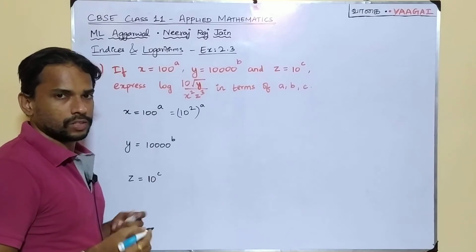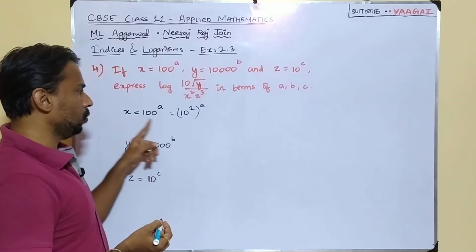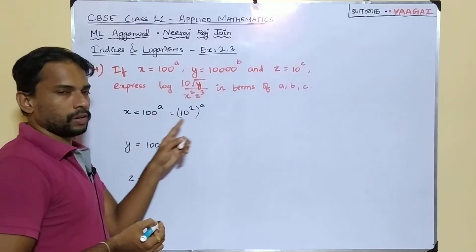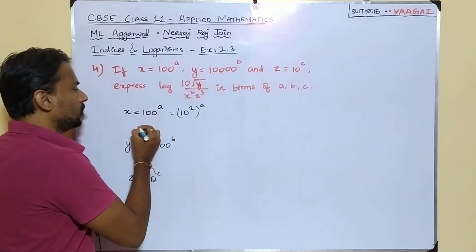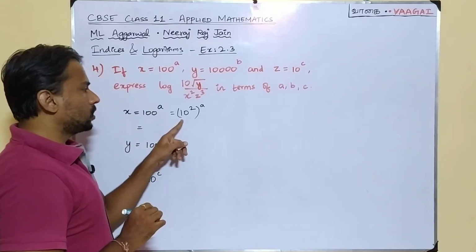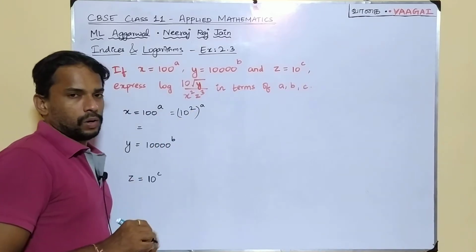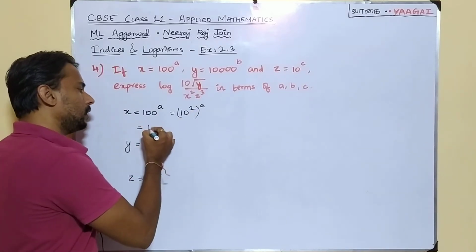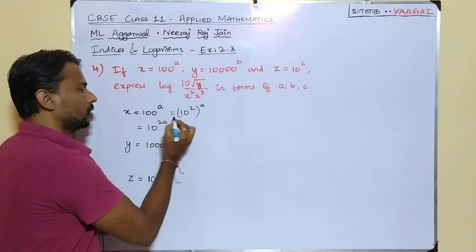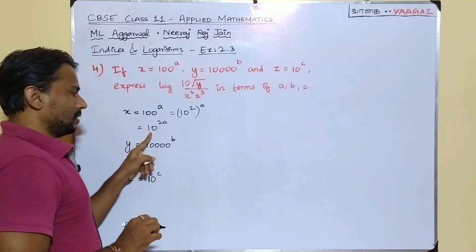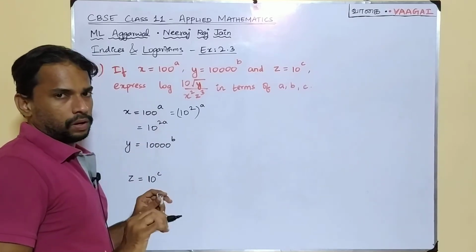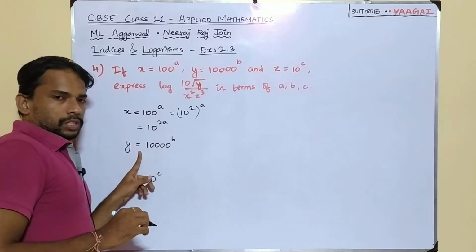This way we can write x will be equal to 10 square to the power a, because we have a power a also. Now what is 10 power 2 to the whole power a? This will be simply 10 to the power 2a. That's it. Now we got x like this, 10 to the power 2a. Same way we'll try to express y also.